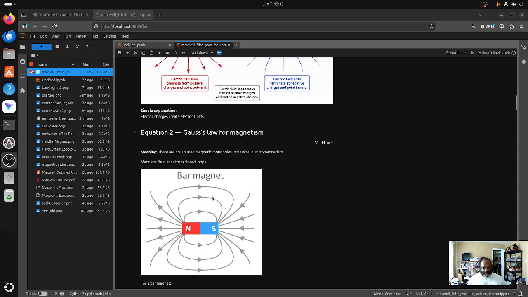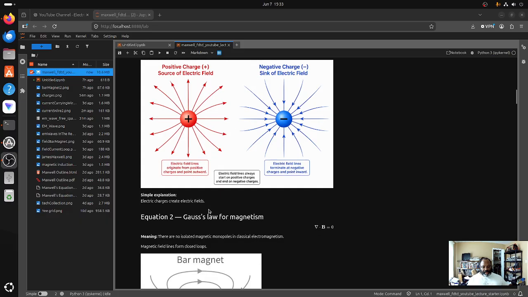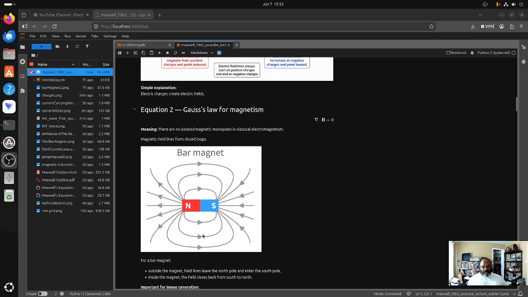But not only do we have the law here, I want you to see that the field lines around a magnet are different from electric charges with active sources and sinks. Here, the field lines form loops out of the north and into the south of the bar magnet.